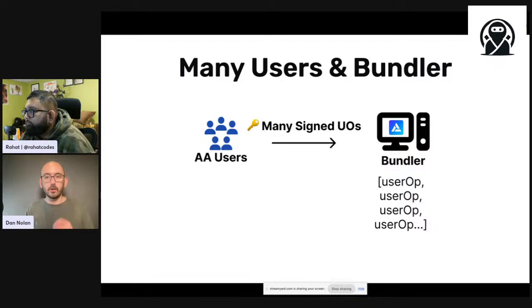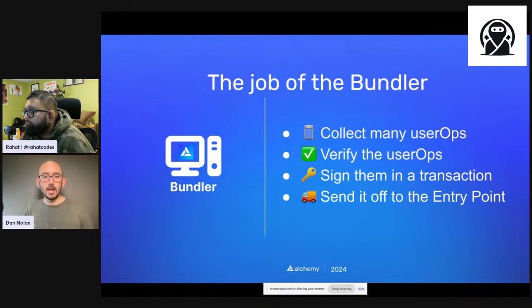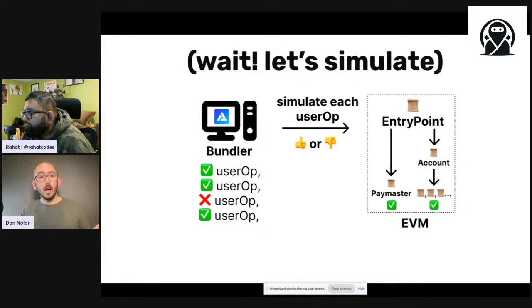The bundler is going to bundle them all up in a transaction and put them on chain. So the job of the bundler is to collect many user operations, verify those user operations, sign them in a transaction, send them off to the entry point. That's the job of the bundler. However, it's not all the bundler has to do. The bundler actually has to be a really robust piece of infrastructure.